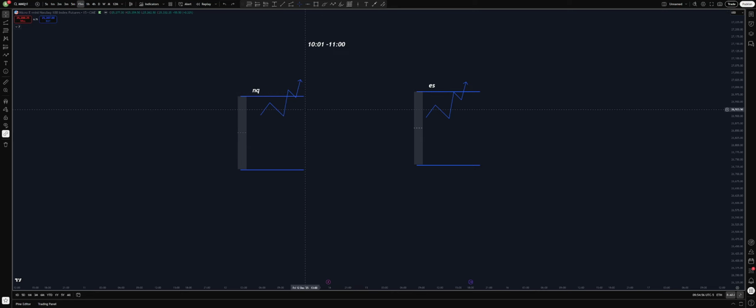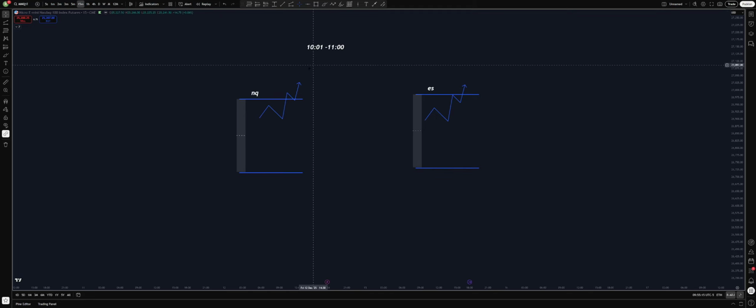Always protect your capital. So for you to go long, you want NQ and ES to be above the range, and for shorts, ES and NQ should be below the range. Okay, that is for the continuation model, right? That's the update for the continuation model.